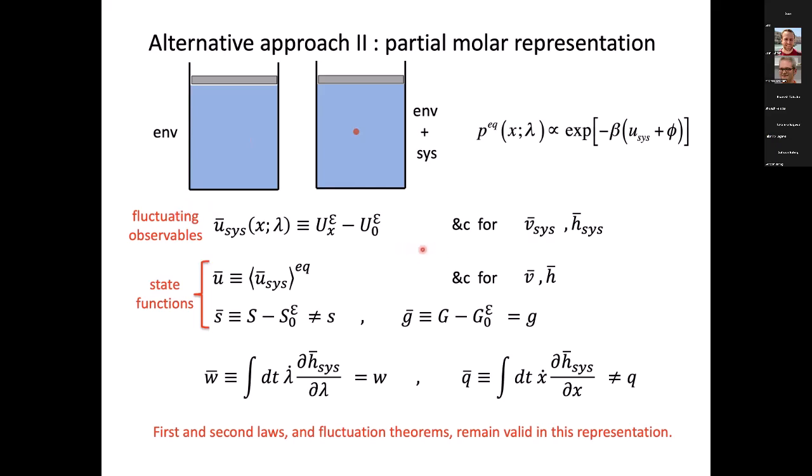And the reason why this is called the partial molar representation, or why I call it that, is that in chemical thermodynamics, if you have some solution which has a mixture of various different molecular species, then let's say the partial molar volume associated with one of those chemical species is the increase in the volume of the total system that you get by adding one more mole of that particular species to the mixture.